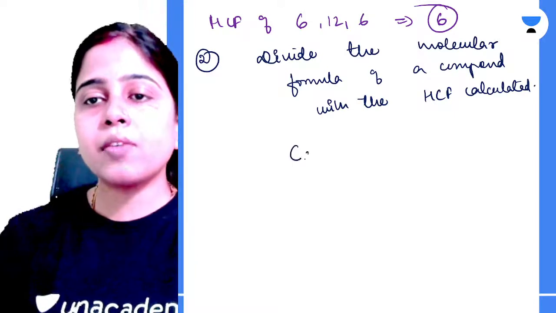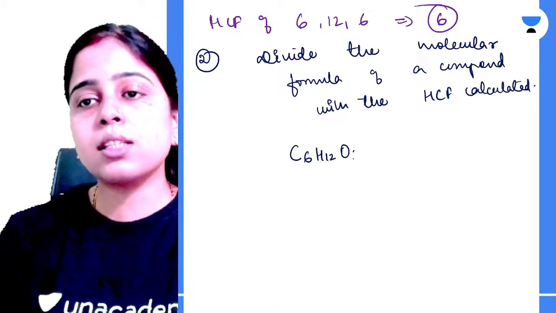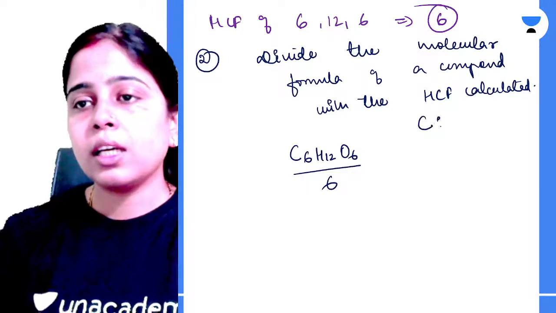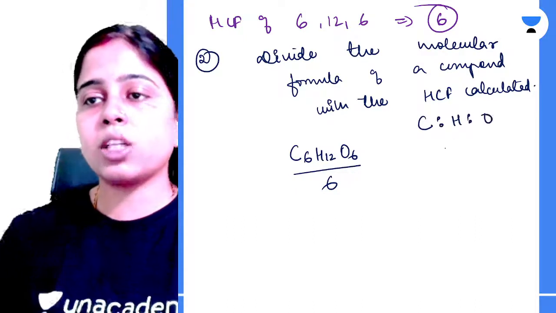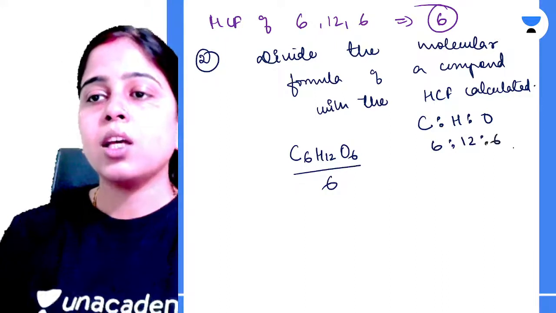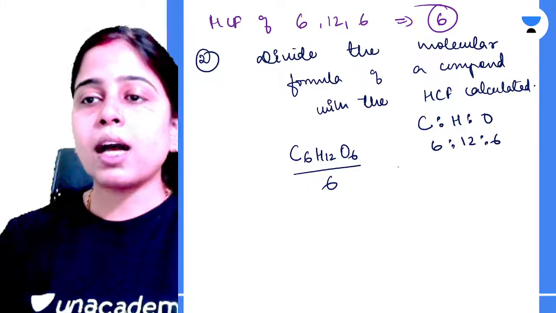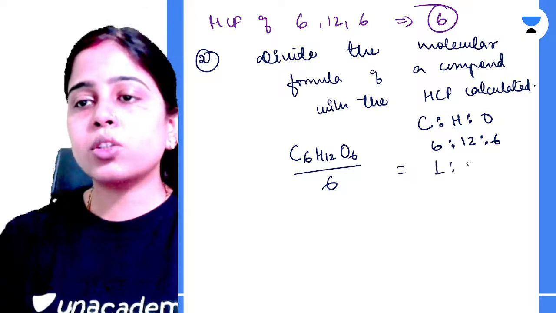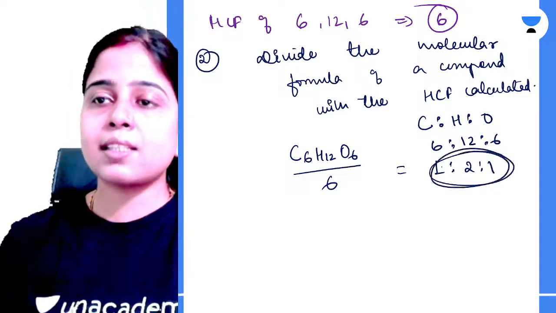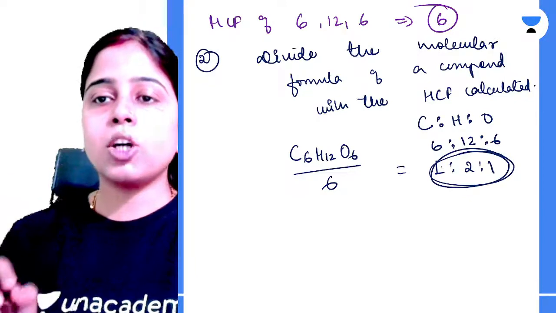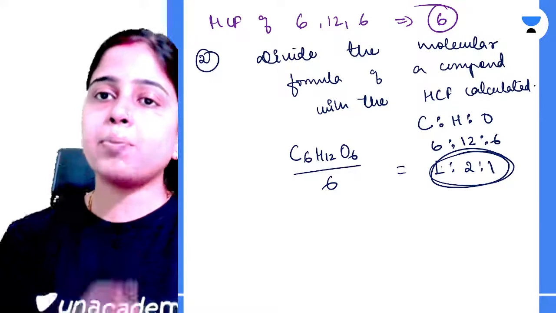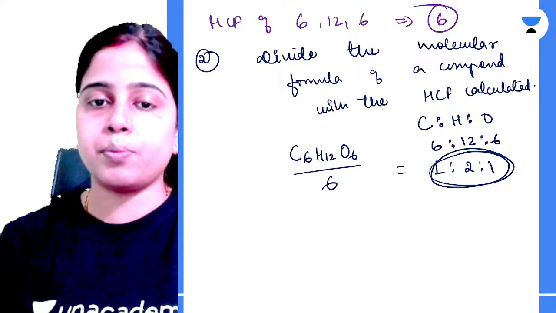For example, if you have C6H12O6 and you divide it by 6, or you can write it like this also: if the ratio of C, H and O is 6 is to 12 is to 6, you divide it by 6. What is the answer you are getting? 1 is to 2 is to 1. That means if you write these numbers as subscripts beneath carbon, hydrogen and oxygen, that will become the empirical formula for your glucose compound.